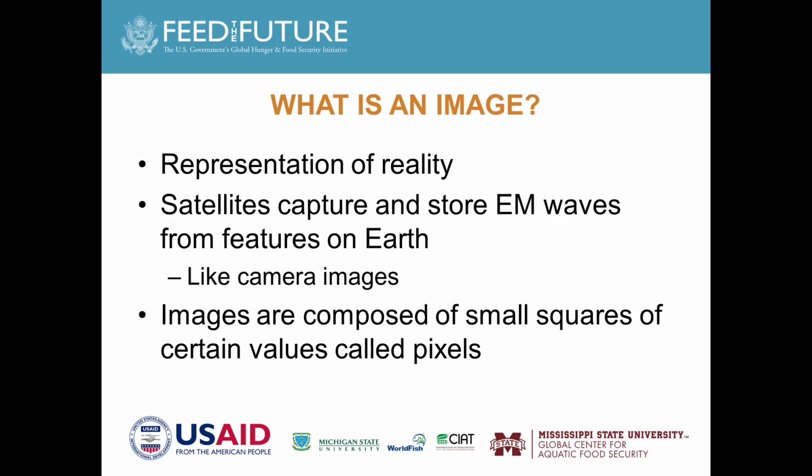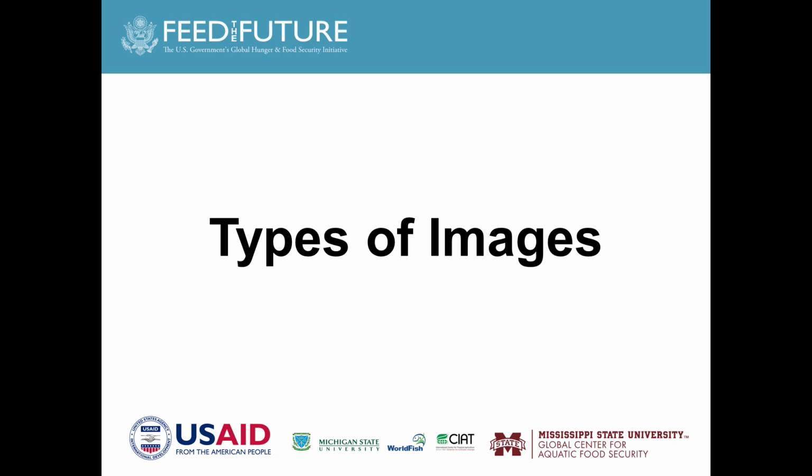Satellites capture and store these electromagnetic waves from features on Earth, very similar to how a camera captures an image of a landscape that you're looking at. And then these images are composed of small square pixels, and each pixel contains a certain value of reflected or emitted energy. So now I'm going to be getting into types of images.